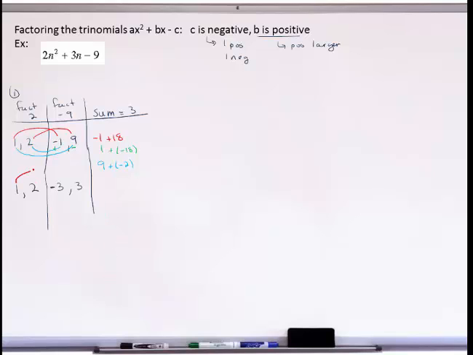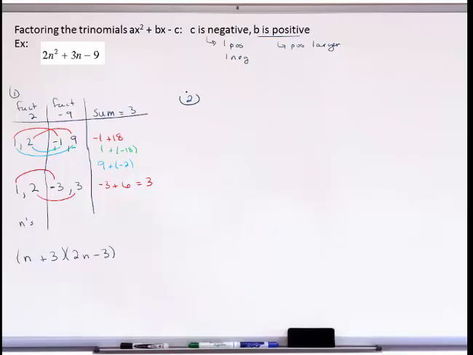So I'll try 1 times negative 3 and 2 times 3, and I will get negative 3 plus 6, which adds up to 3. So this is my correct combination. So these are my n's. So I have 1n and 2n. 1 gets multiplied by negative 3. 2 gets multiplied by positive 3.